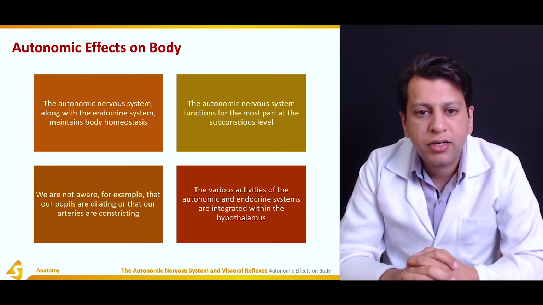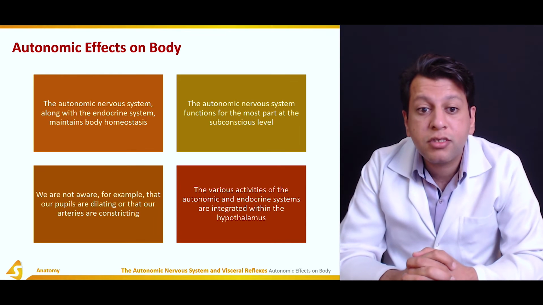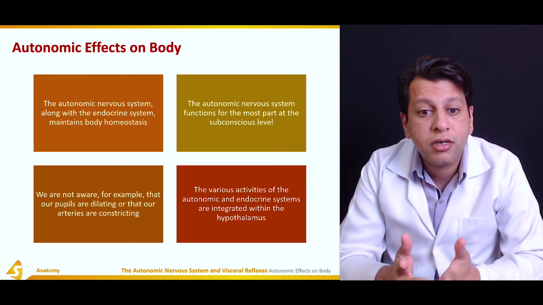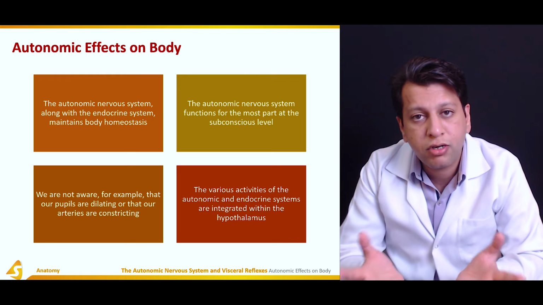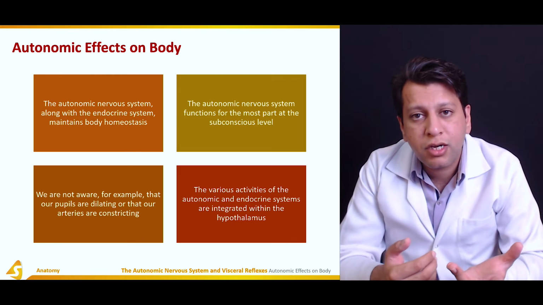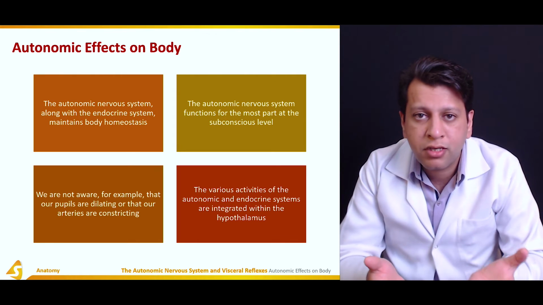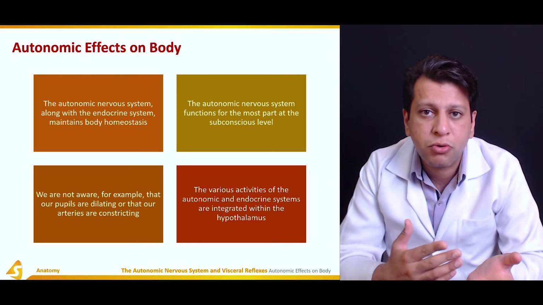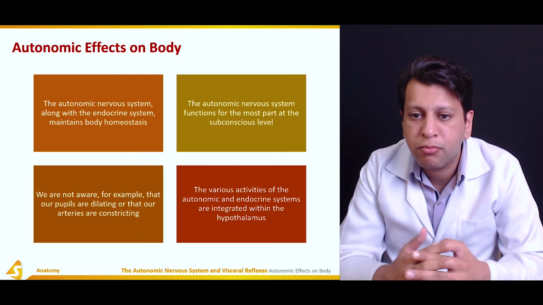So autonomic effects on body: the autonomic nervous system along with the endocrine system maintains body homeostasis. Although there are two different ways of doing it, the endocrine system is a bit slow, but compared to it, the autonomic system has a quick response to changes which are happening in our body.